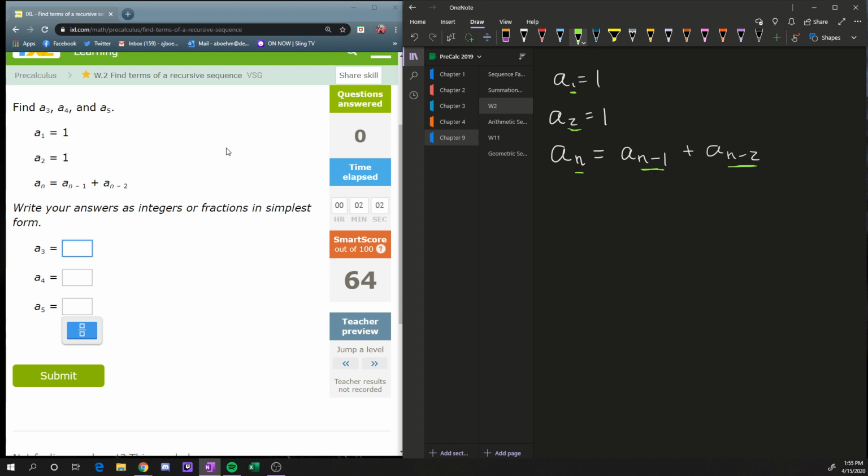Okay, so the subscripts are normally where people kind of hesitate or get a little bit messed up, which is okay. But what we're trying to find here is the third term, the fourth term, and the fifth term. So really all you do is you substitute in, in this first case, 3. All right, so if we're trying to find the third term, we need to substitute 3 in everywhere we see an N.